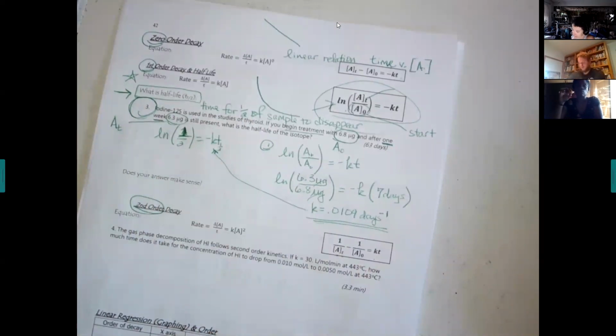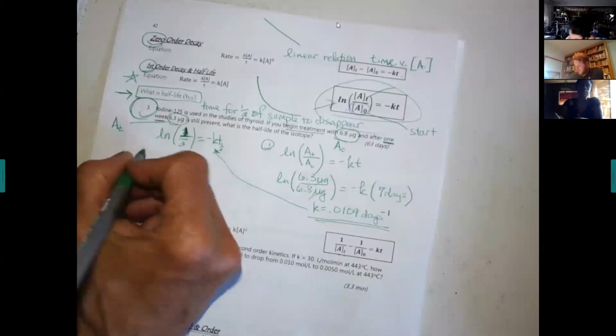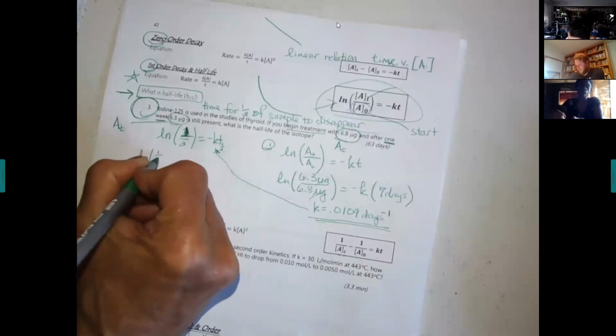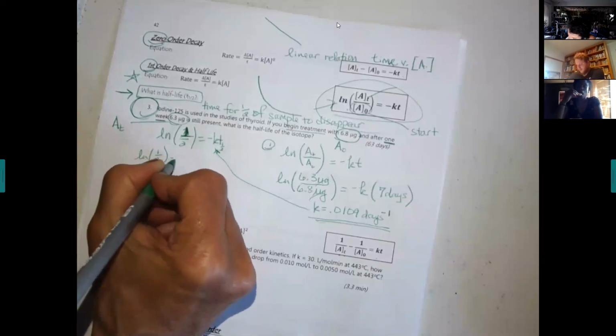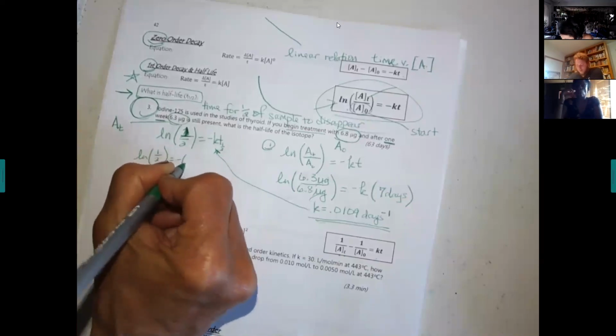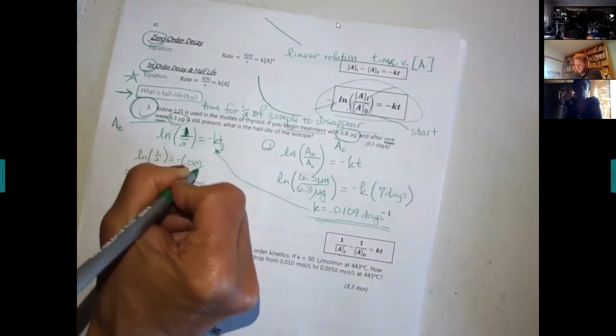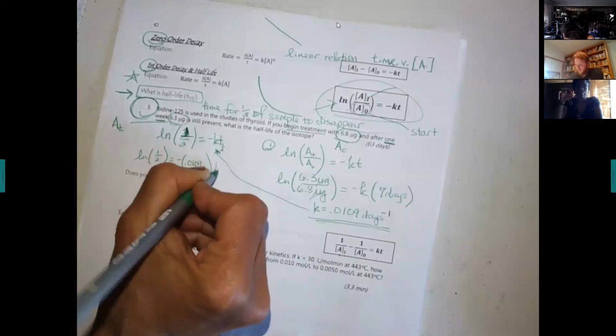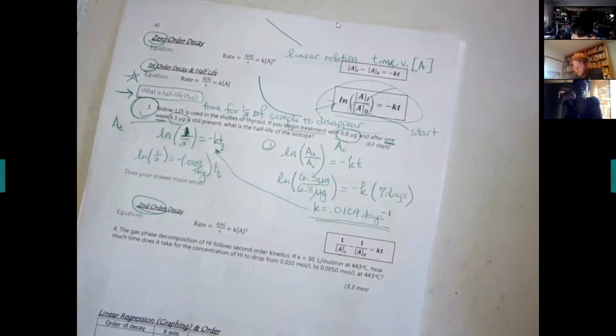So you then would just take the natural log of 1/2, and that's going to equal negative K, 0.0109 per day, times the half-life. So we can punch in. Yeah, you should get around 63 days, 63, 64 days.